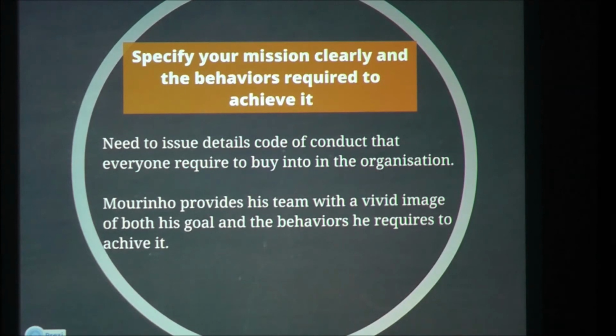The second most important thing is to specify your mission clearly and the behavior required to achieve it. If you're the manager of the organization, you have to specify where you stand. You have to make sure your employees understand where you stand before you even begin anything. I think that's a key point that Mourinho used when he went to a club. When he got to the club, he made sure that all the players and all the people around him understood what his goal was and what he wanted to achieve, and by doing that, everybody can follow you in the right direction.